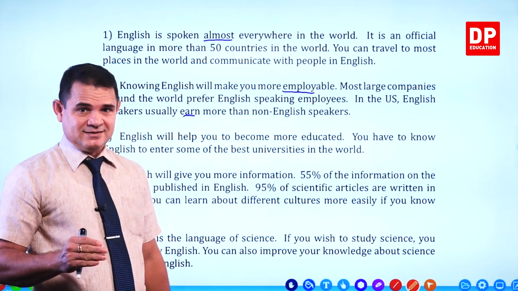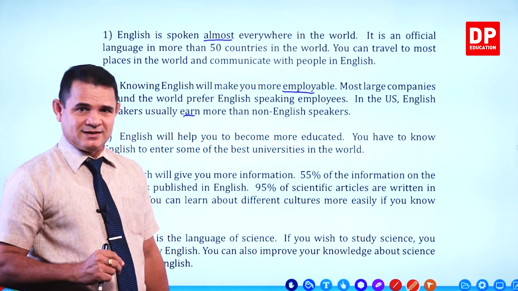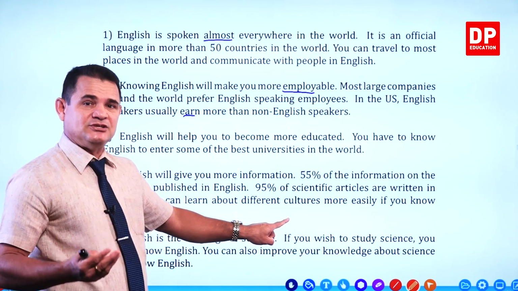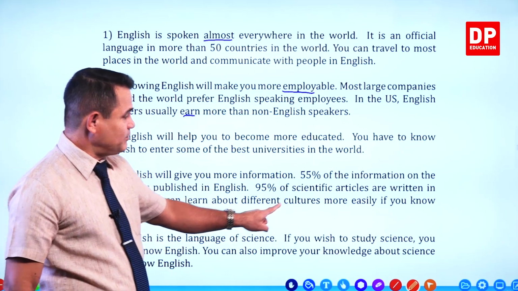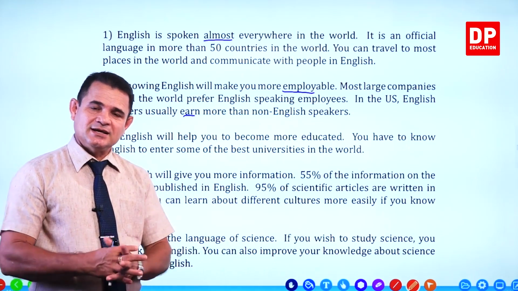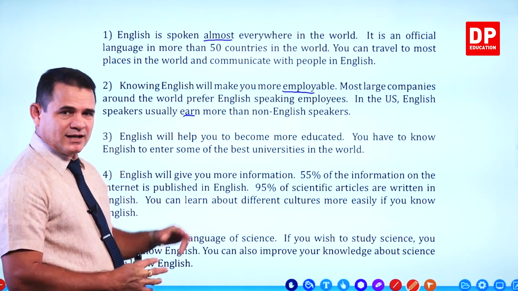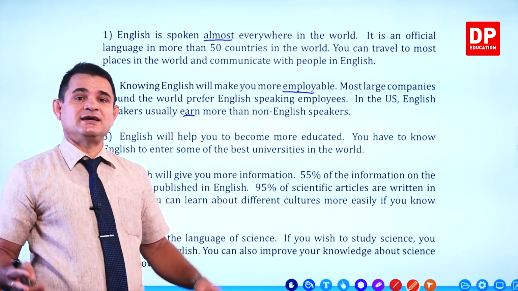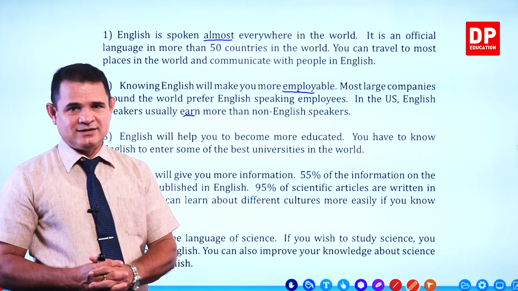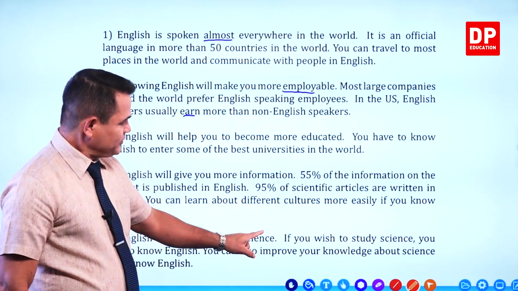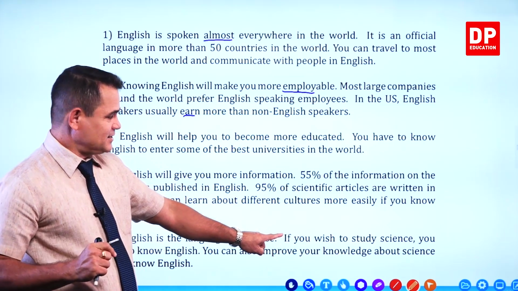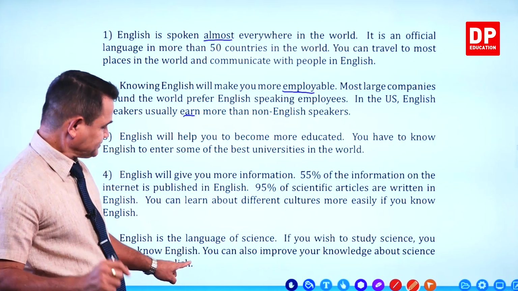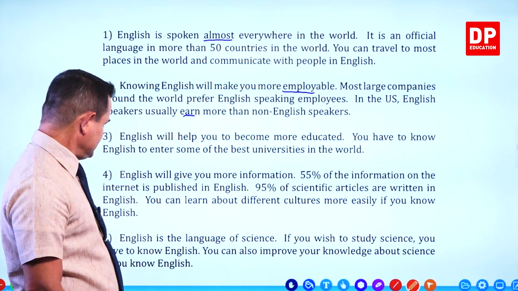So if you are going to study science in future, you must know English. English දැනගත යුතුමයි. You can learn about different cultures more easily if you know English. විවිධ cultures, සංස්කෘතින් ගැන ඉගෙන ගන්න පුළුවන්. ඔයා English දන්නවා නම් ඒක ලේසියෙන්ම ඉගෙන ගන්න පුළුවන්. So another advantage, right? English is the language of science. විද්‍යාවේ භාෂාව ඉංග්‍රීසි. එහෙනම් විද්‍යාව ඉගෙන ගන්න නම් ඉංග්‍රීසි අත්‍යවශ්‍යයි. If you wish to study science, science ඉගෙන ගන්න අදහසක් තියෙනවා නම් you have to know English. ඉංග්‍රීසි දැනගන්නම වෙනවා. No option. You can also improve your knowledge about science if you know English.